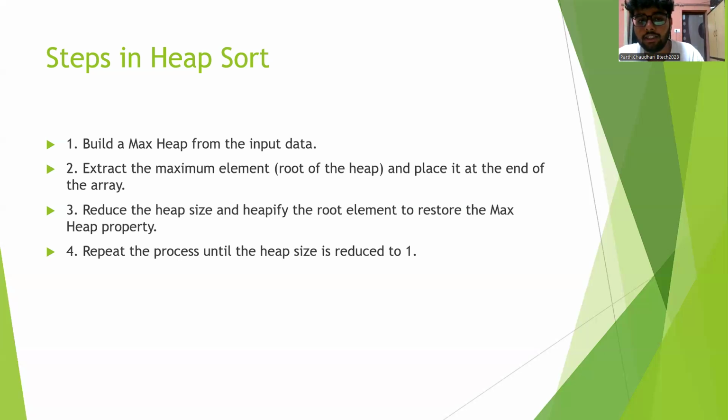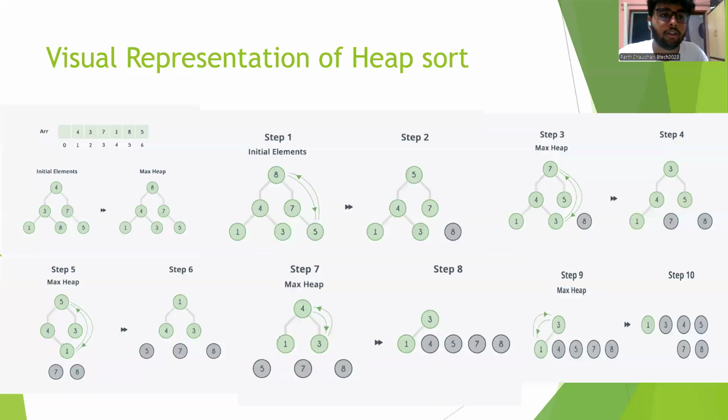We'll reduce the heap size and heapify the root element to restore the max heap property. Now, the property of max heap is that the root or the parent element will always be greater than the children element. This is the property of max heap, and we'll use this particular property for sorting an array. Let me show you.